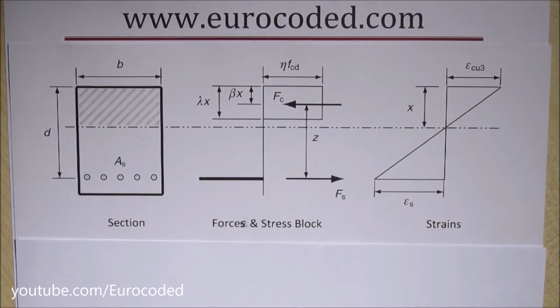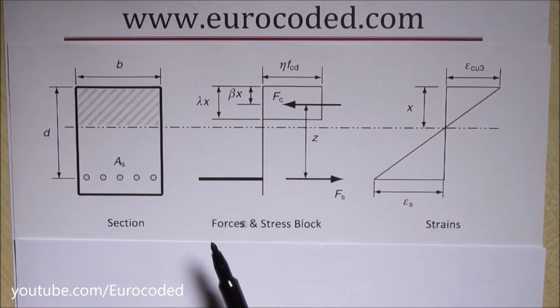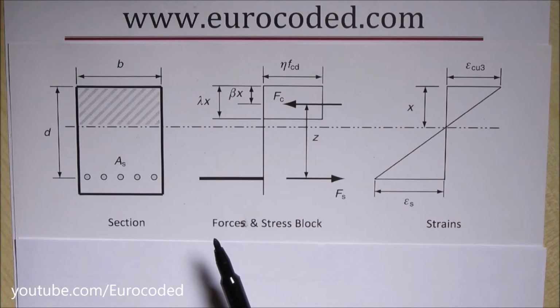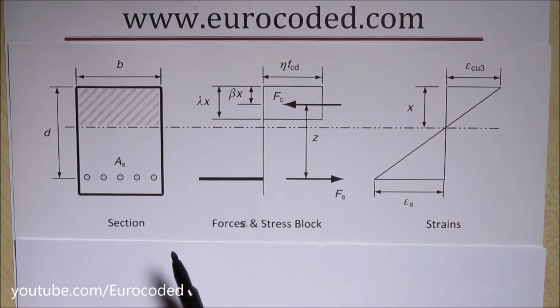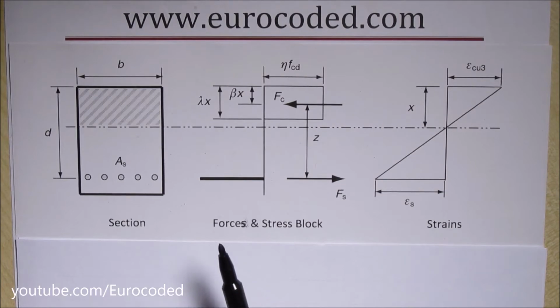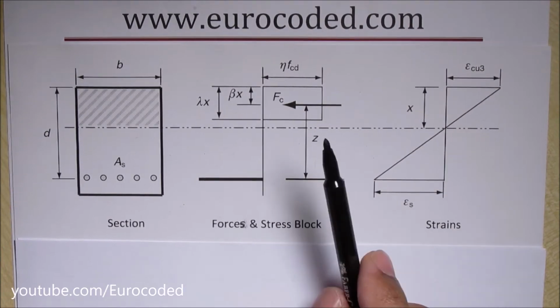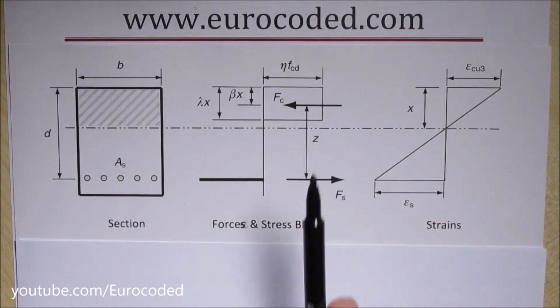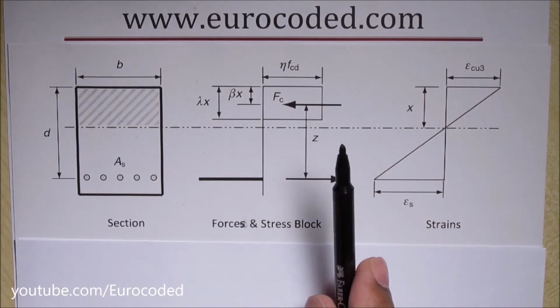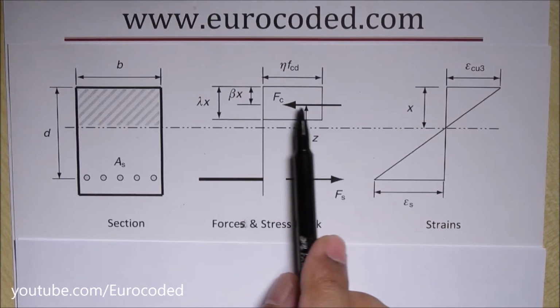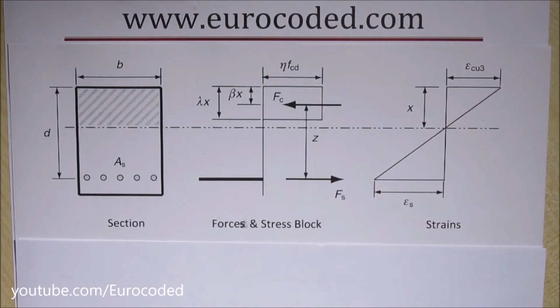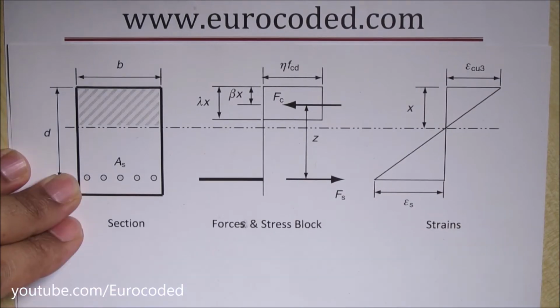At the end of this video, I will show you how to undertake a check to make sure that steel in fact yields. Now what we are going to do is look at a moment equilibrium, and based on moment equilibrium we are going to develop a few equations. First thing we are going to do is take moments about the centroid of the compressive force, which is this force here. So we're going to take moments about the centroid of that force.